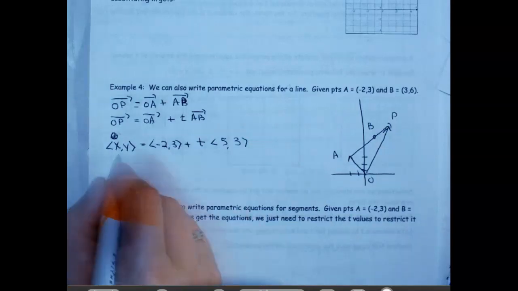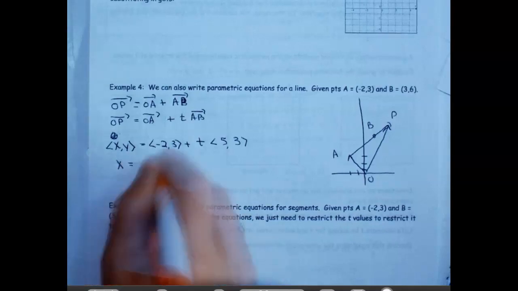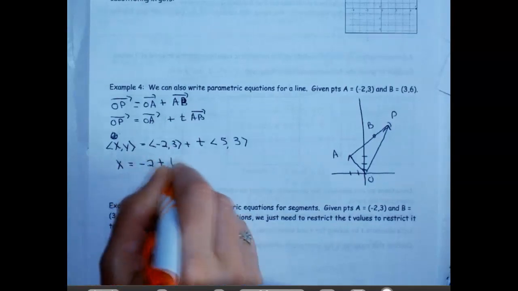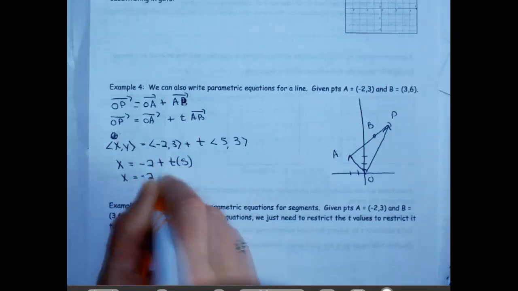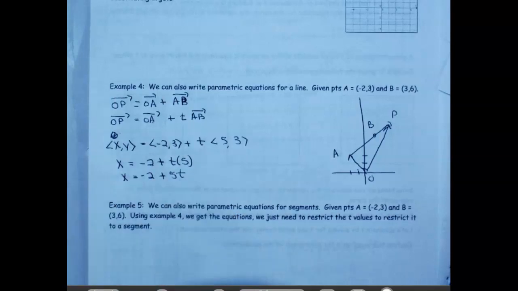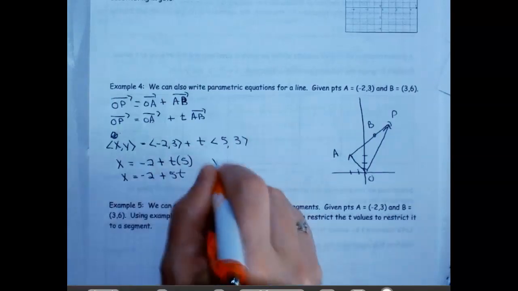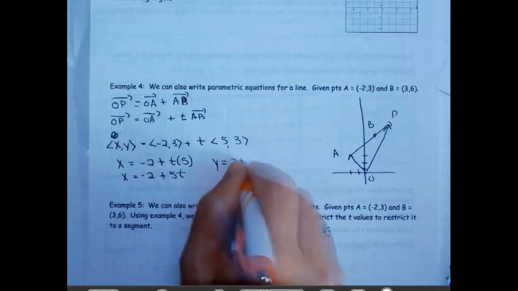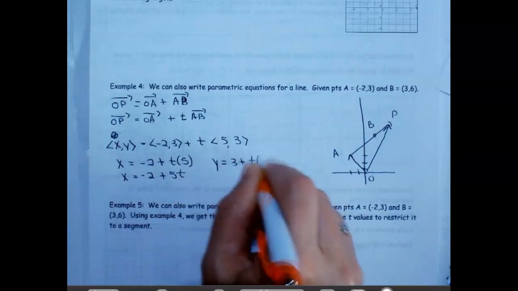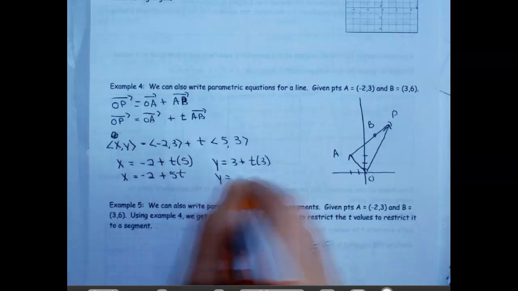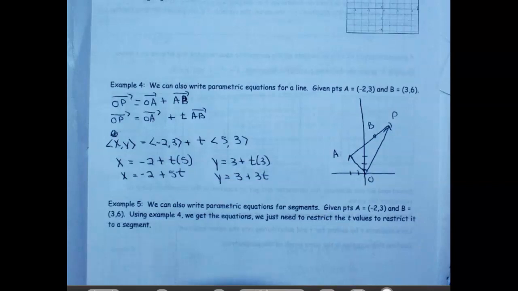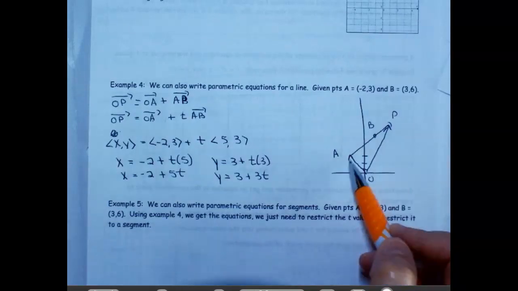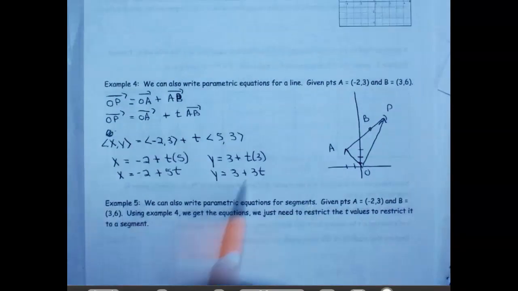So let's take a look at what we have then. In other words, x has got to equal -2 plus some scalar times 5. In other words, x is equal to -2 plus 5t. And then y is equal to 3 plus some scalar t times 3, which again we're going to write as 3 plus 3t. And so now we've taken those 2 points that create the equation of the line, and we've written it with 2 parametric equations.